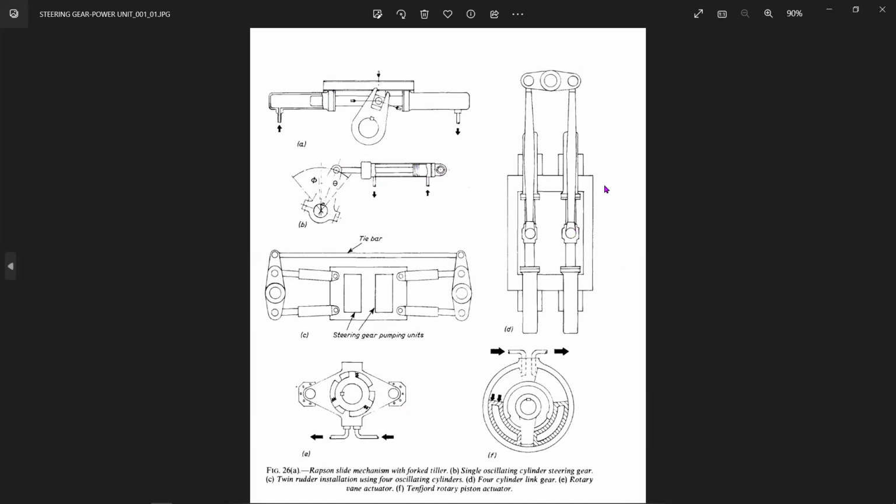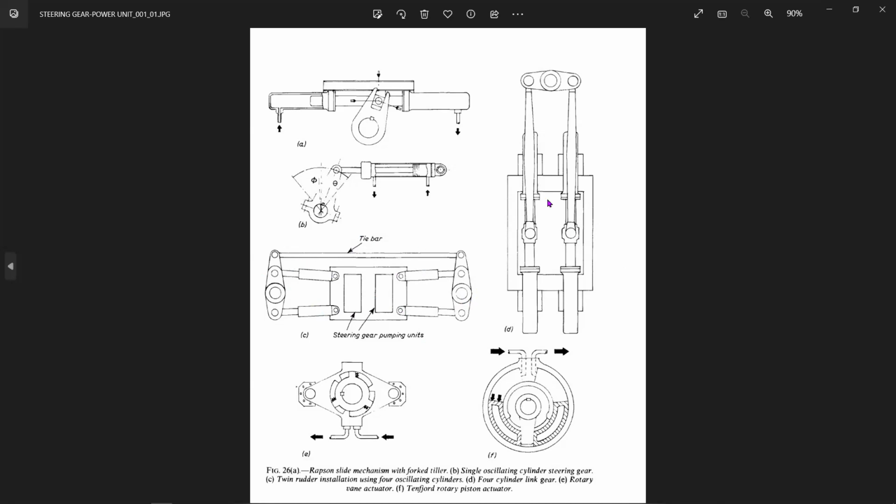Then C, what you see down here is a twin rudder installation. Basically, 2 rudders are there, with 4 oscillating cylinders. 1, 2, 3, 4. 4 of them oscillating, and you've got a twin rudder system. Again, this is for smaller ships. It's not there for larger vessels, because you don't require two rudders. This is only for your offshore vessels, tugs, and so forth.